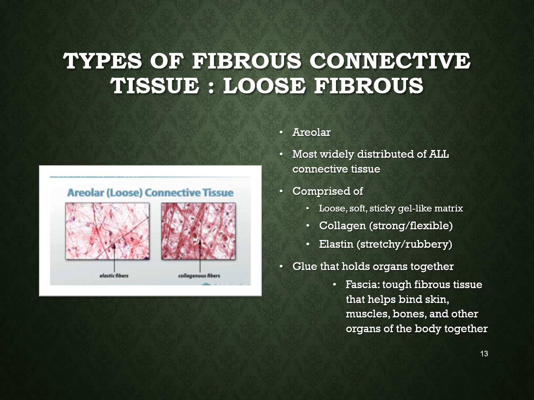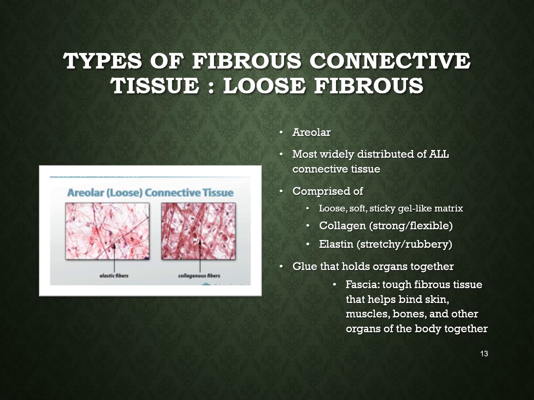The first type of fibrous connective tissue that we're going to talk about is loose fibrous tissue. Loose fibrous tissue is also referred to as areolar tissue, and it is also the most widely distributed of all connective tissues throughout the body. Areolar tissue is comprised of this loose, soft, sticky, gel-like matrix that makes it very flexible, very strong, and very stretchy. That's because it's primarily composed of collagen and elastin fibers.